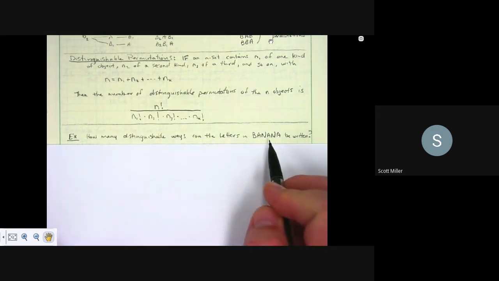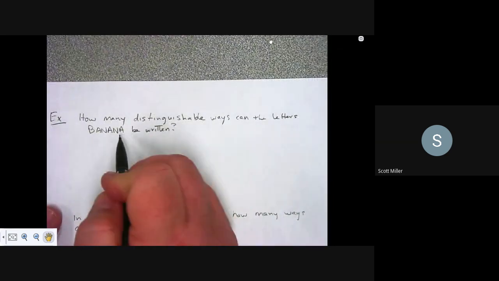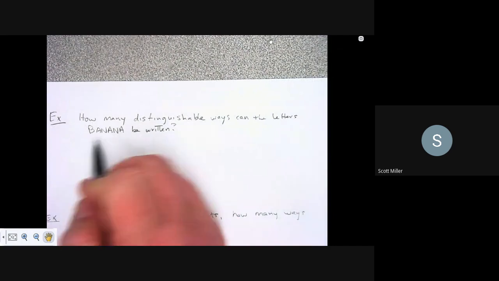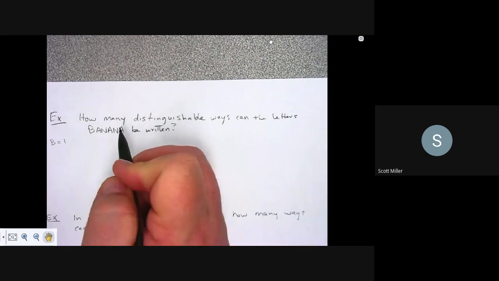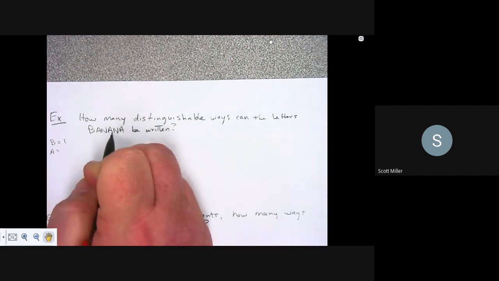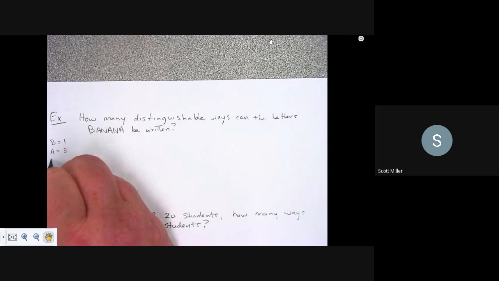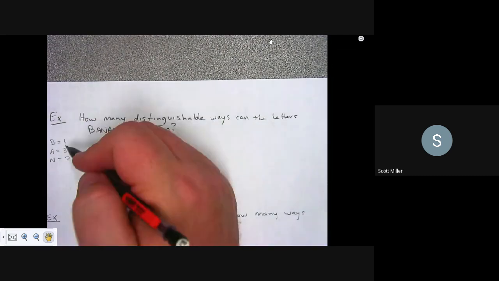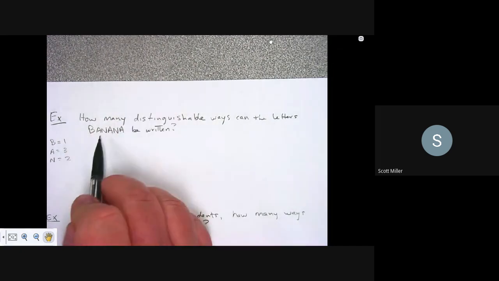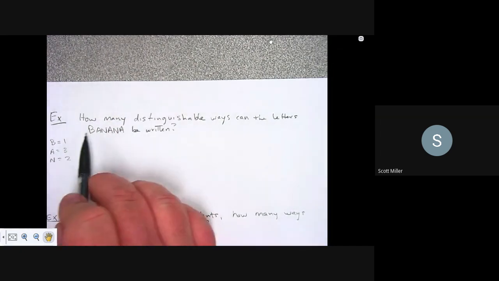How many distinguishable ways can I order the letters of the word banana? How many ways can I do that? So I'm going to show you how this looks in an example right here. The first thing I usually do is identify how many letters I have, how much of each letter I have. There is 1 B. There is 1, 2, 3 A's. And the letter N, there is 2. If I add these up, I get 6. And there are 6 letters in the word.